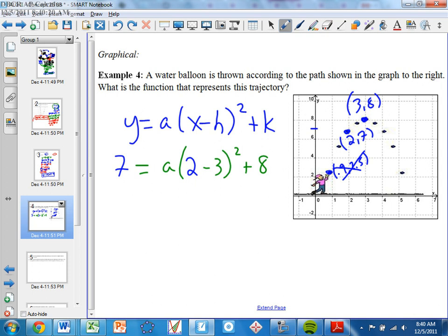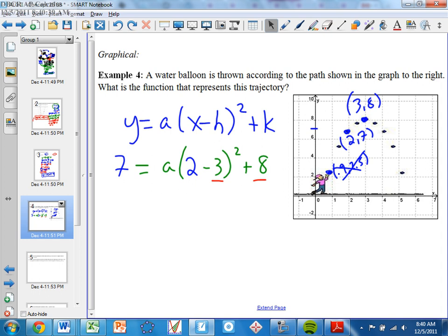Again, the 2, 7 is in blue, and the vertex is underlined in red. Okay, if you're going to do it all in one step, that's fine, but please be careful. Many people can confuse things. They'll switch the x and the h, or switch the k and the y. Again, the coordinate goes in for x and y.